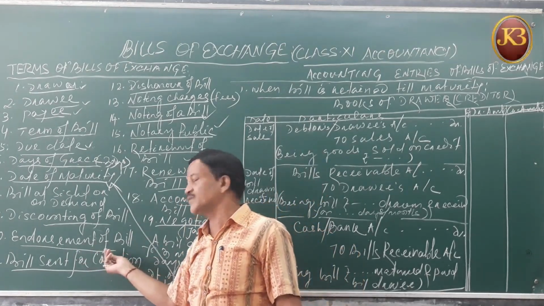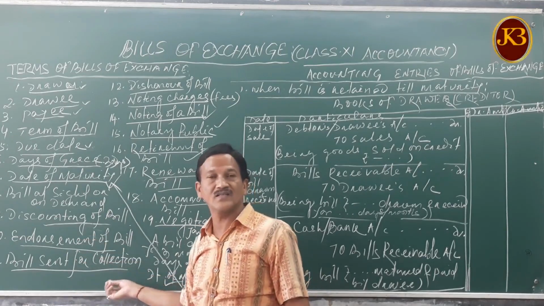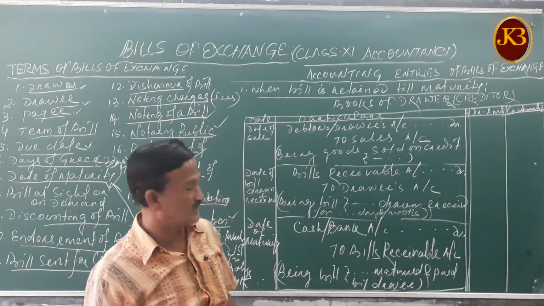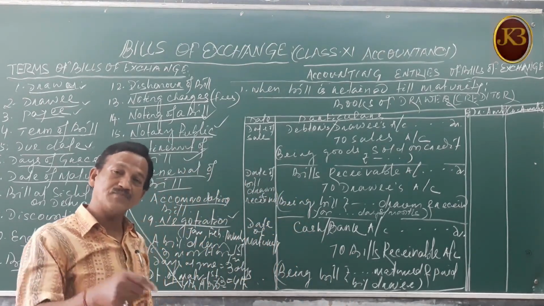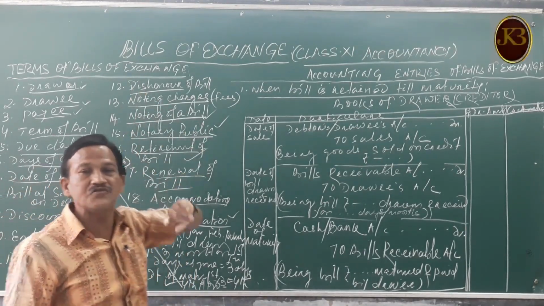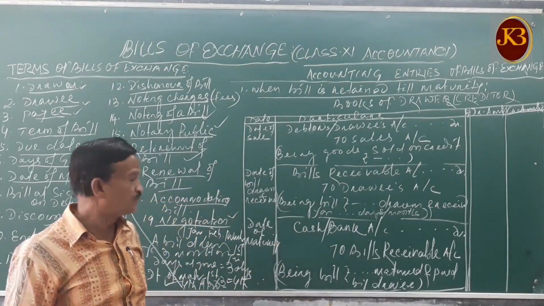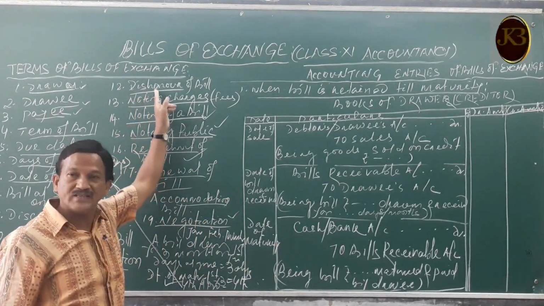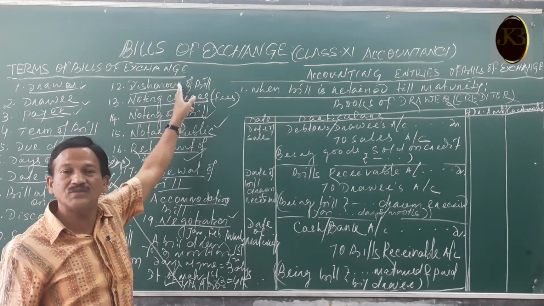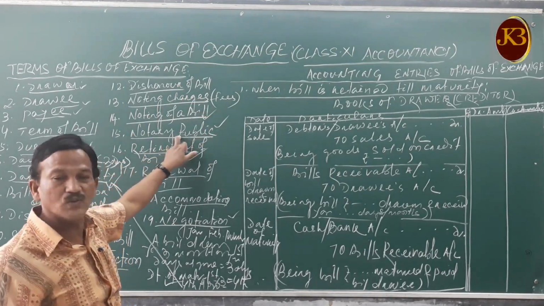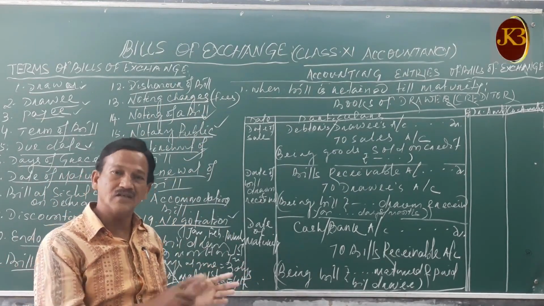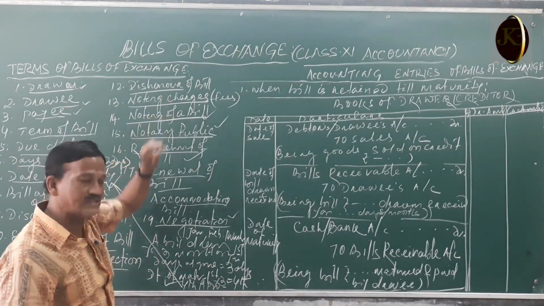Then endorsement of bill, transfer of bills. Bill sent for collection: the drawer sends the bill to the bank, meaning deposits the bill in his bank account for collection. The bill is kept with the bank till the maturity, then the money is received. Then dishonor of the bill, when the bill is not honored by the drawee, that means he fails to make the payment of the bill. Then noting charges for dishonor of the bill, a fee charged by the notary public, who is the legal person to certify the dishonor of the bill. He charges some fees, that is called noting charges.